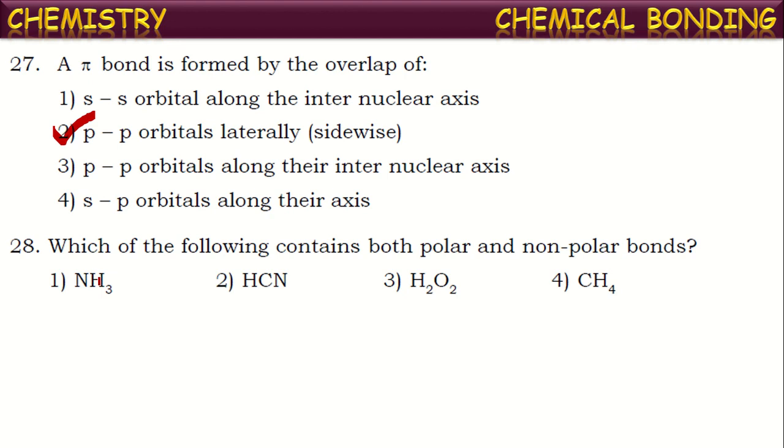If you observe the ammonia molecule, between the nitrogen and hydrogen, there is a polar covalent bond. Because nitrogen is more electronegative, a polar covalent bond will be created between them. So it contains only polar covalent bonds. If you see HCN, between the carbon and nitrogen, there exists a polar covalent bond, because nitrogen is more electronegative. And between carbon and hydrogen also, there exists a polar covalent bond, because carbon is more electronegative and hence a polar bond will be formed.